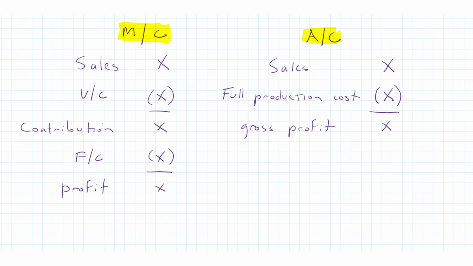And from the gross profit, we'll then subtract the non-production costs, our administration costs, our selling costs, our distribution costs. And the difference between these two lines would be our net or operating profit. And this tells us if the business is earning more revenue than it costs to run the business. Friends, that's marginal costing versus absorption costing in a nutshell.